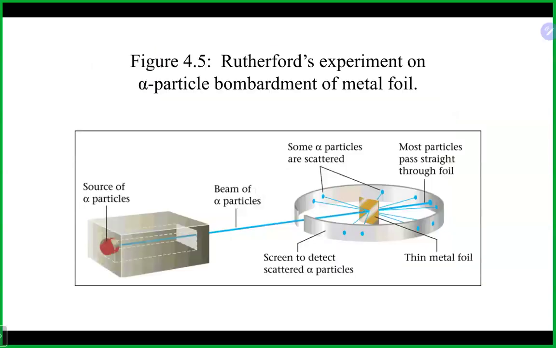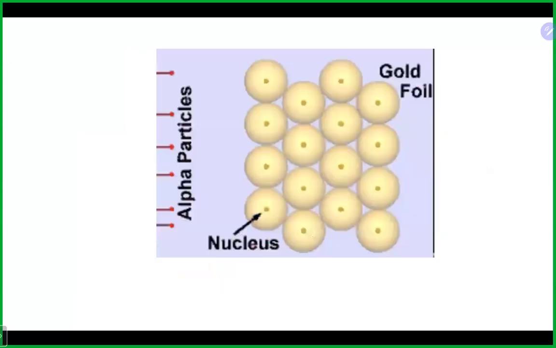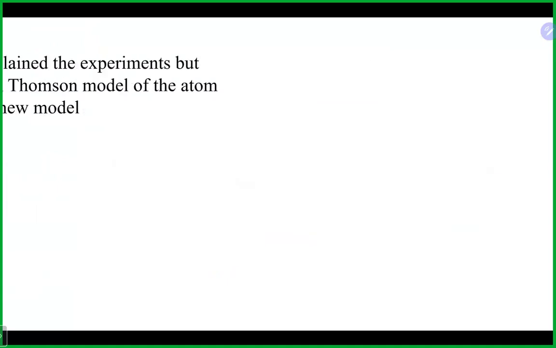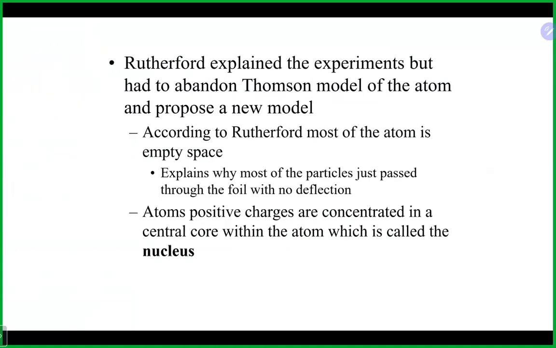So as you can see here again, most of them not having too much trouble, but every so often we got these guys scattered at these large angles, hitting that really dense positive core. And again, as I mentioned, it basically forced them to move away from this plum pudding model. This is what they expected to happen on the left. Those guys bounced through with some deflection. This is what they saw on the right. And they came up with, again, the modern version of the atom. So the new version of the atom is that the atom is mostly empty space.